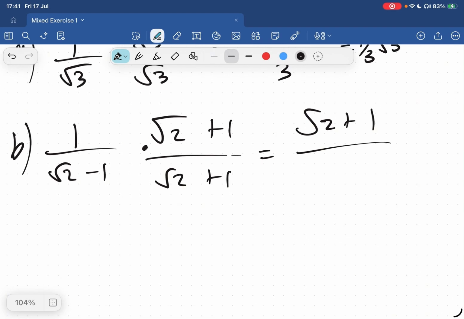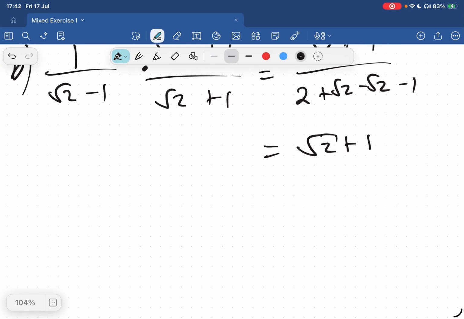So we have root 2 times root 2, which is 2. Then we have plus root 2 and take away root 2. That's why we did the plus 1 instead of the negative 1. Always do the opposite of what's here, because then you will always end up with this cancellation. We've got the plus root 2 and the negative root 2. Take away 1, which is then just 1 in the denominator. So square root 2 add 1 is our final answer.